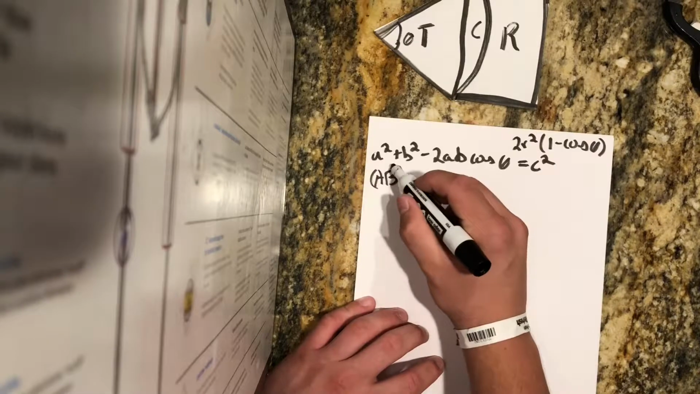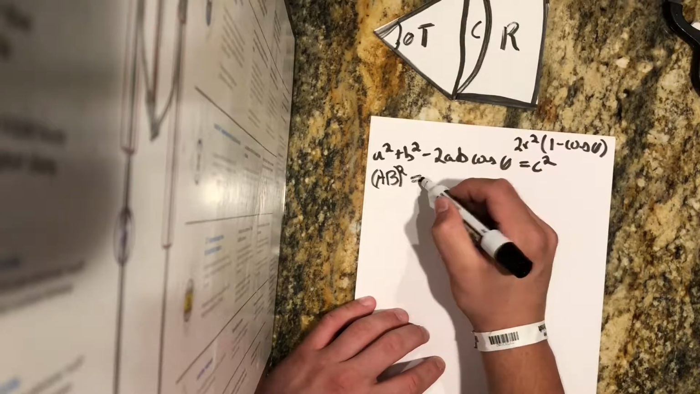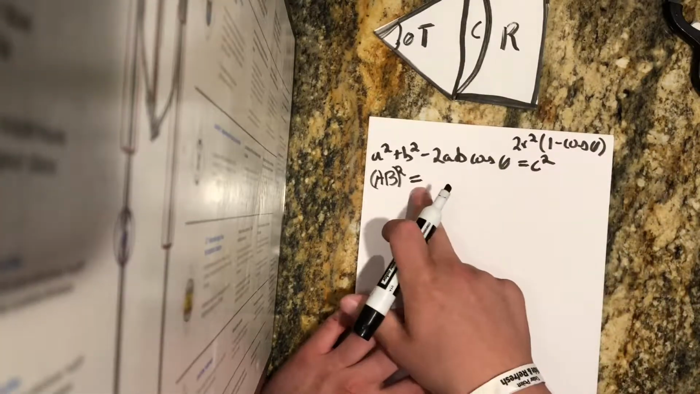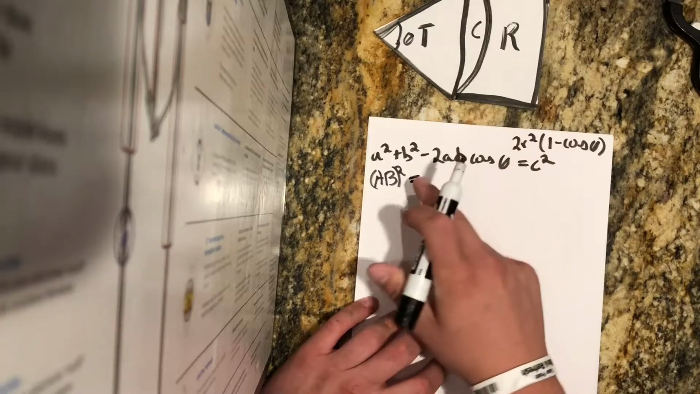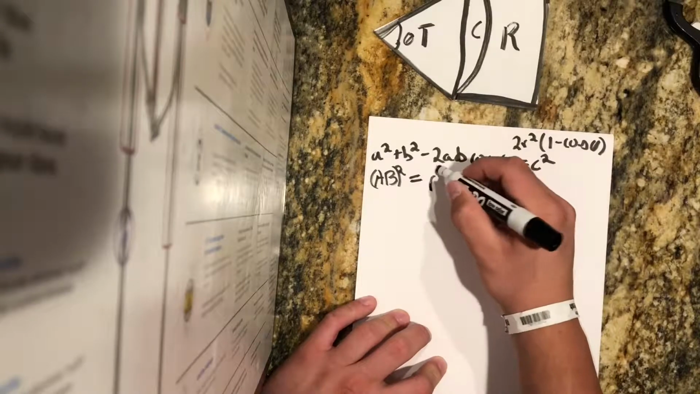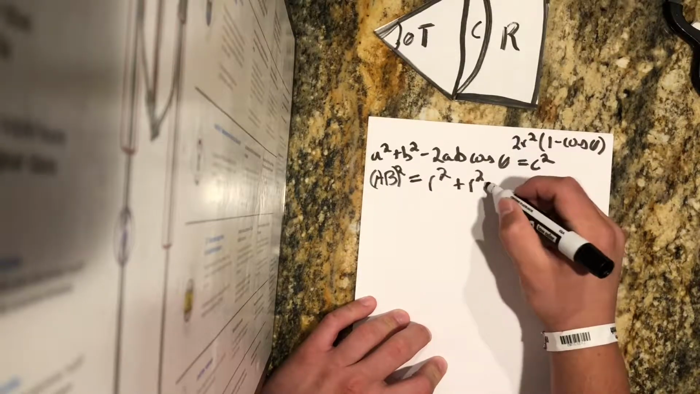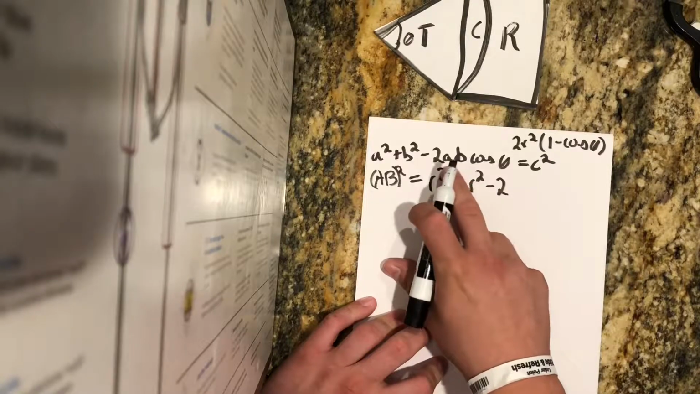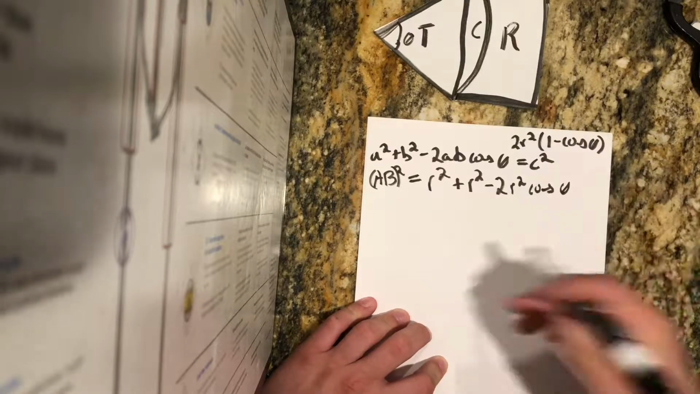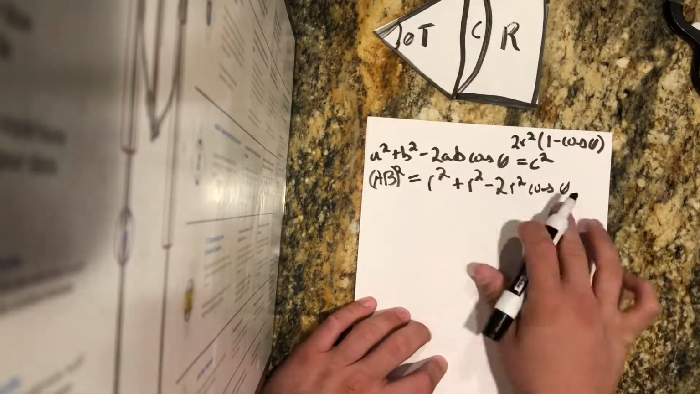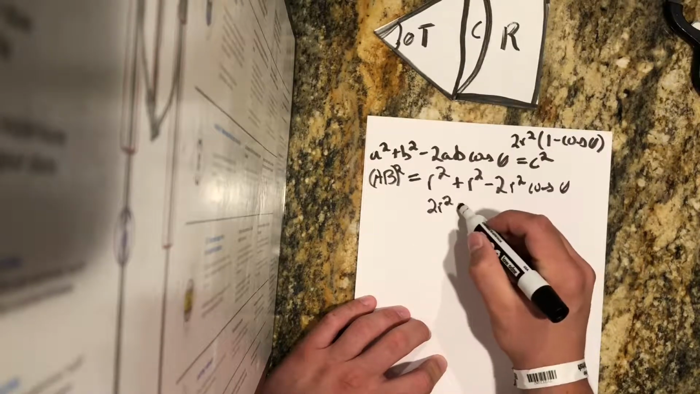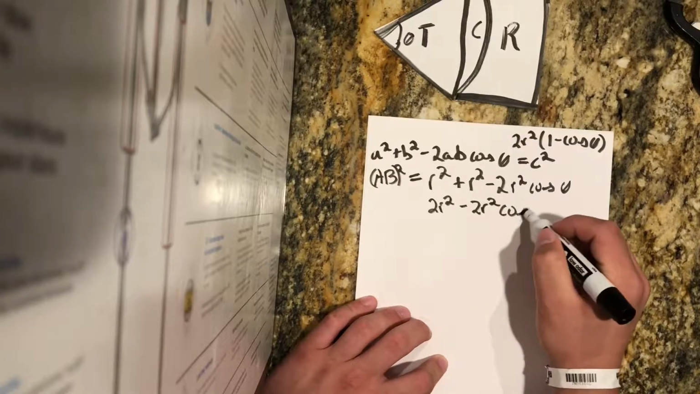AB squared, the whole thing, is going to be equal to, don't worry, A and B are not variables, they're rather points. We can look at our triangle, and we know that those sides are in terms of r, so it can become r squared plus r squared minus 2 r times r, which is just r squared, cosine theta. Good job. So now we can do a little simplification here. We have 2r squared minus 2r squared cosine theta.